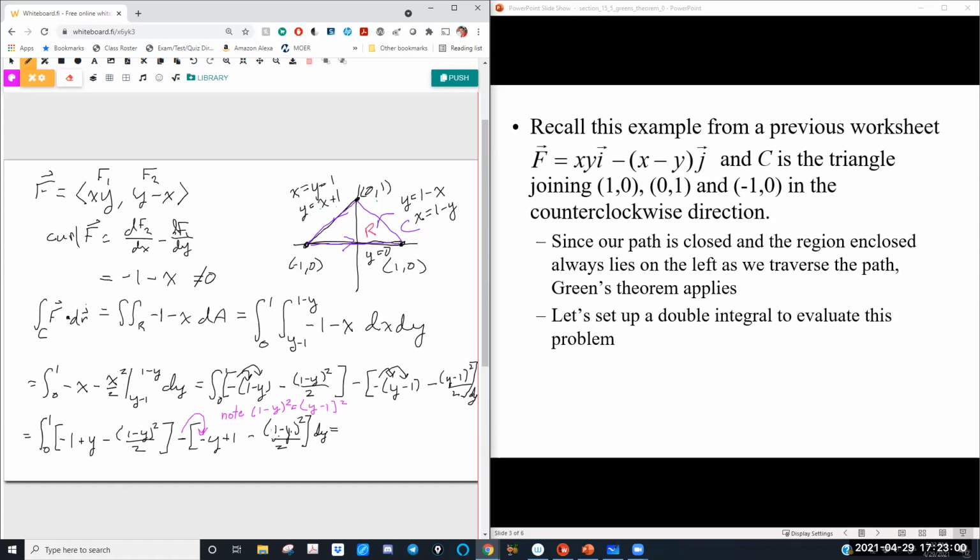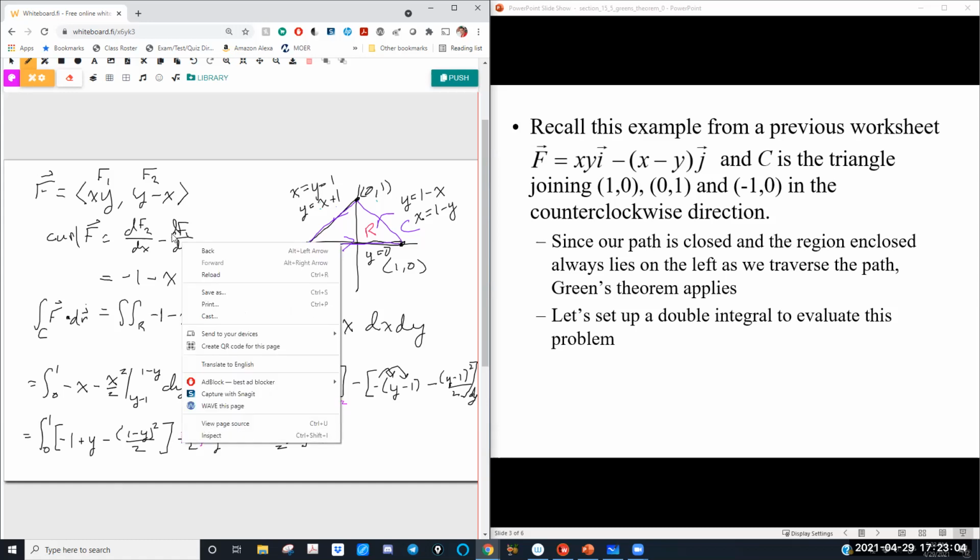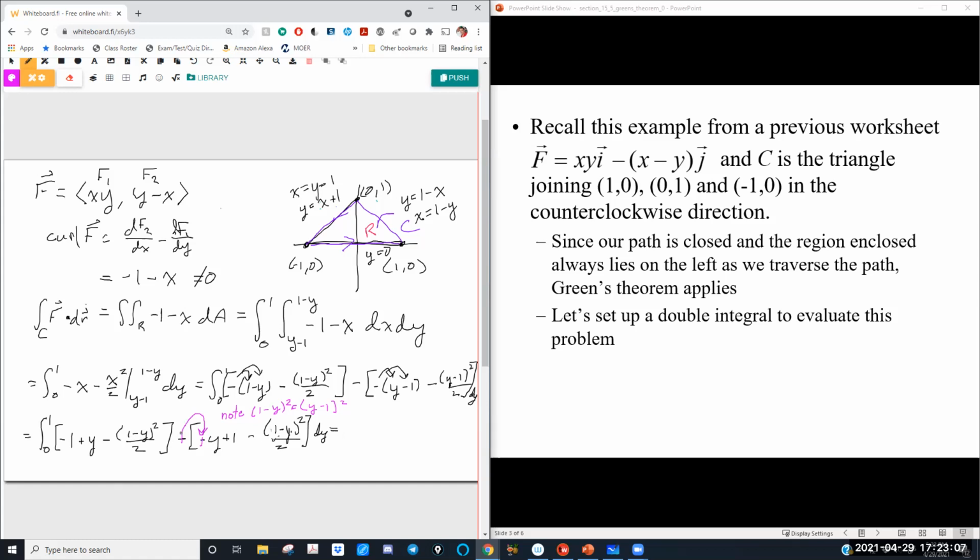It's going to make that a positive. It's going to make this one a negative. And then it's going to make this one a positive. So what we see is we have a negative 1 and a negative 1. Sorry for changing colors like that, but that's going to make a negative 2. We have a positive y and a positive y, so plus 2y.